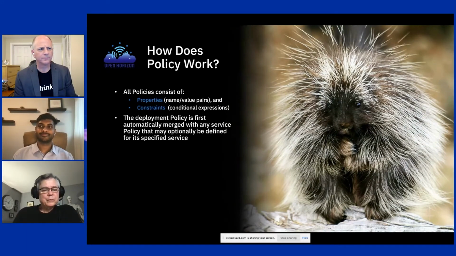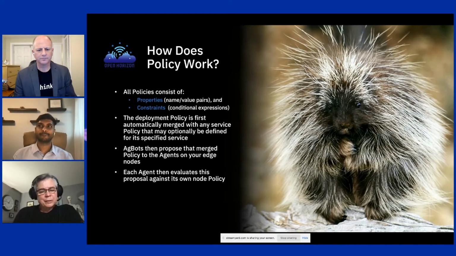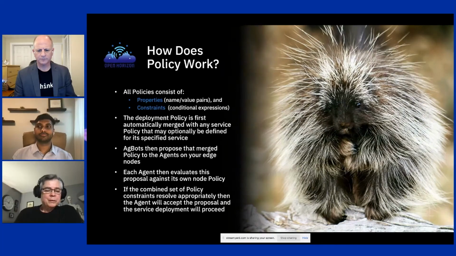Deployment policy is first automatically merged with any service policy that you've defined for your specified service, if it exists. If it doesn't exist, no problem. And then the agbots will propose that merged policy to the agents on your edge nodes. Then each agent, and this is the agent in the field on the edge device, is where the decision is being made. Each agent then evaluates this proposal against its own node policy. If the combined set of policy constraints resolve appropriately, then the agent will accept the proposal and the service deployment will proceed.